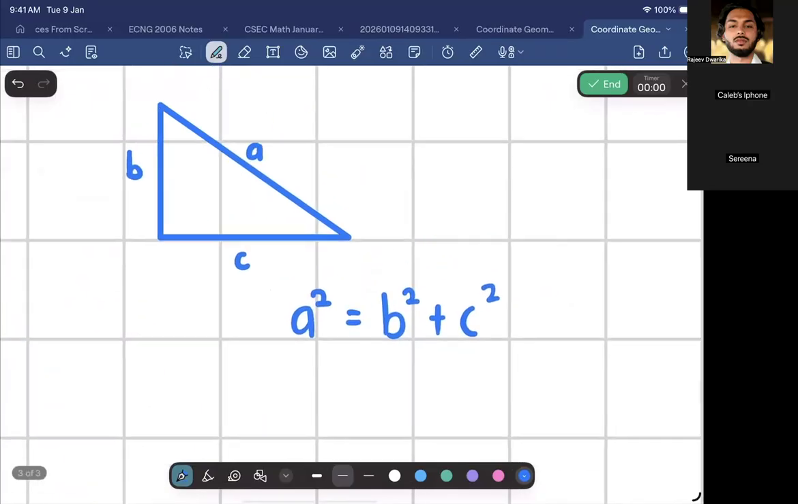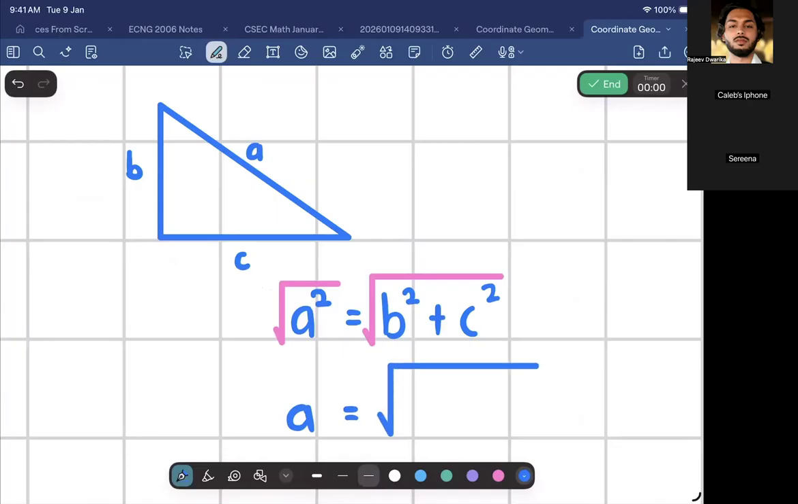So Caleb, if you wanted to find A, you have A squared. How would you actually find A? If it's A squared, and I want to find A, what would you have to do on both sides? Divide by 2? No, not divide by two. What is the opposite of squaring something? Square root. Yes. So you would take the square roots on both sides to get rid of the square. The square here and here are going to cancel off, so that's just going to leave you with A. So A is simply going to be the square root of B squared plus C squared.